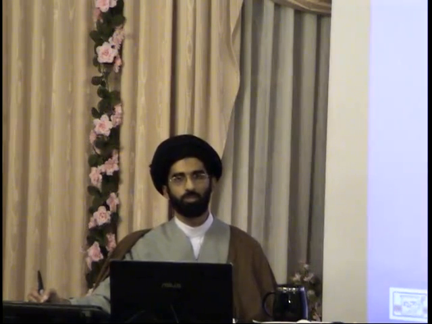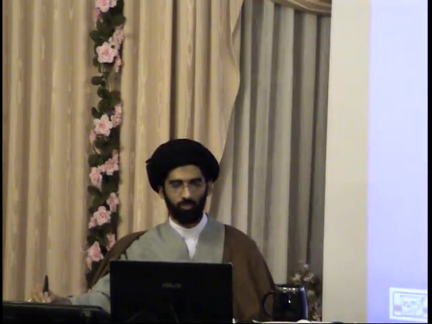Isn't the predicate mansub? Not always. The predicate will have its own case depending on what its function is. So in this case, it will still be marfu. Ar-rajulu hakimun. But there's no alif lam, so this is not an adjective describing the noun right away, directly. It's a different part of the sentence.